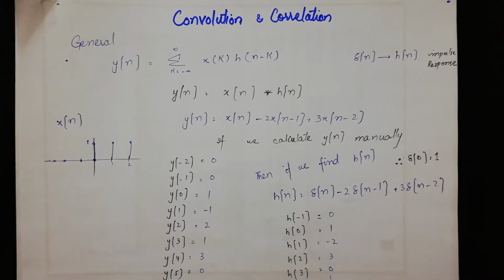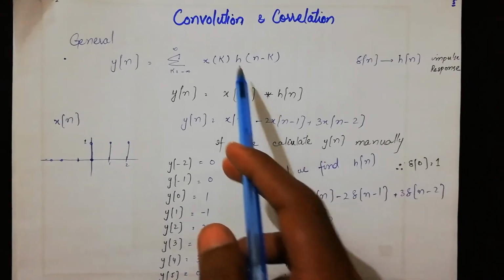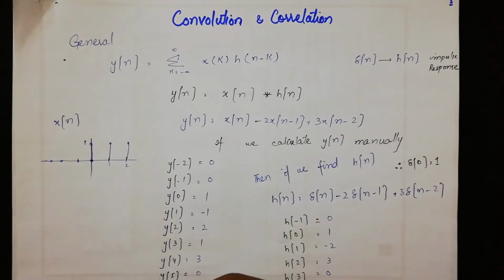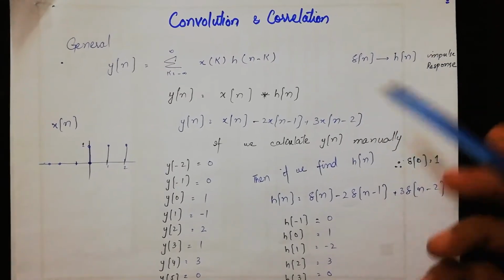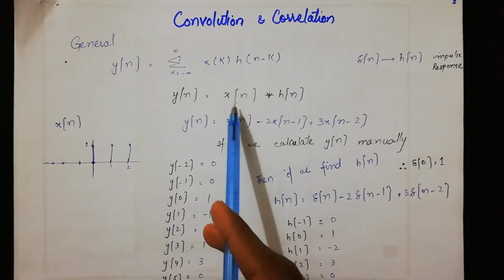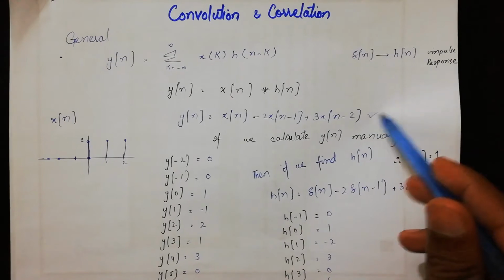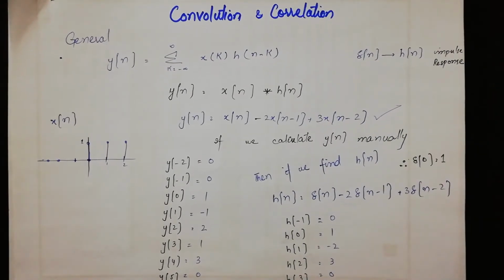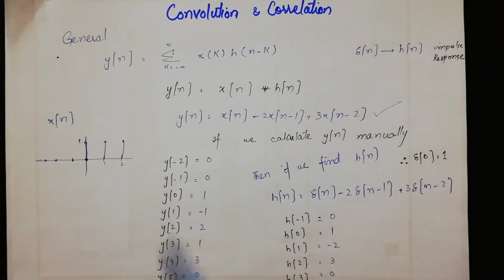Generally, we have a system y[n] equal to the summation from k equals minus infinity to infinity of x[k] h[n minus k]. We know the impulse response is h[n]. In convolution, we convolve two signals, x[n] convolved with the transfer function h[n]. For example, we have a system y[n] = x[n] - 2x[n-1] + 3x[n-2].